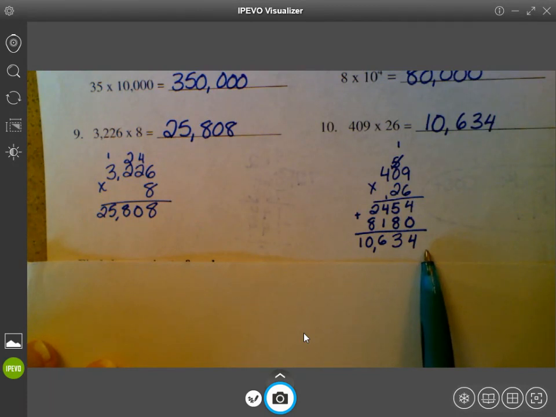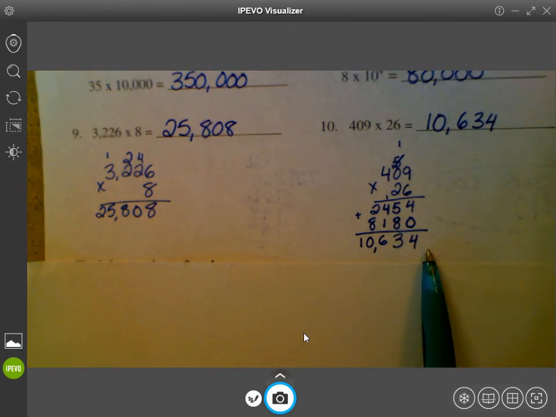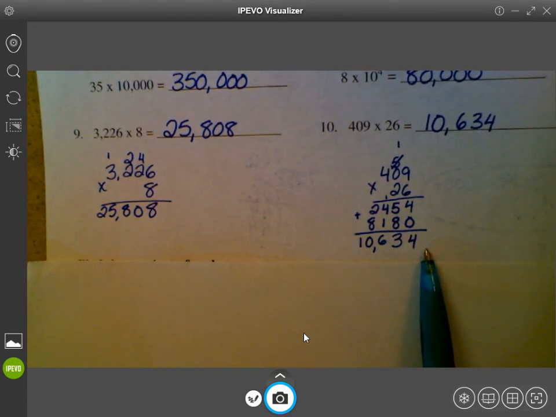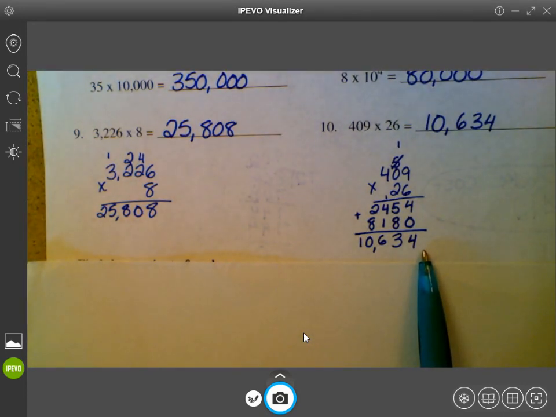Are there questions on number 10? Okay, how do we feel about number 9 and 10? Show me on your hands. How do we feel about those 2? Philip, how'd you feel? Okay. Jack, how did you feel? Eosius, how did you feel? Okay. All right.